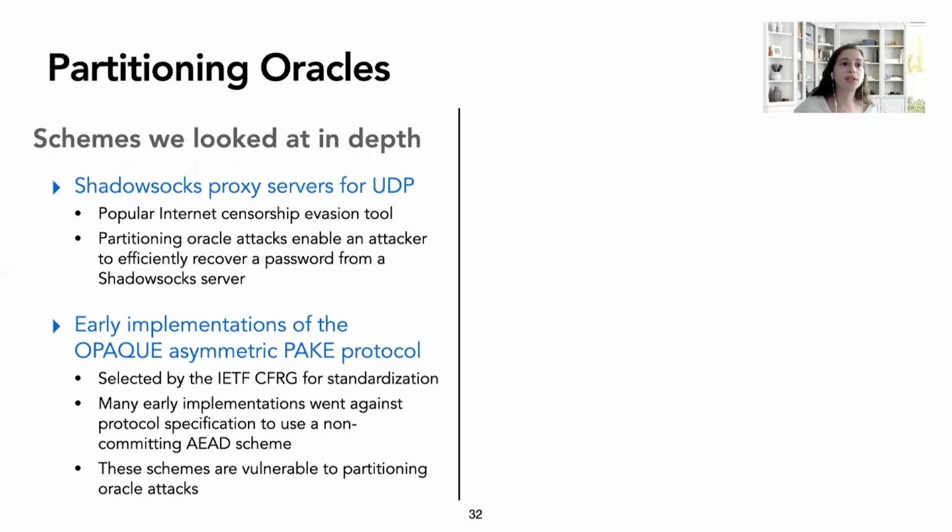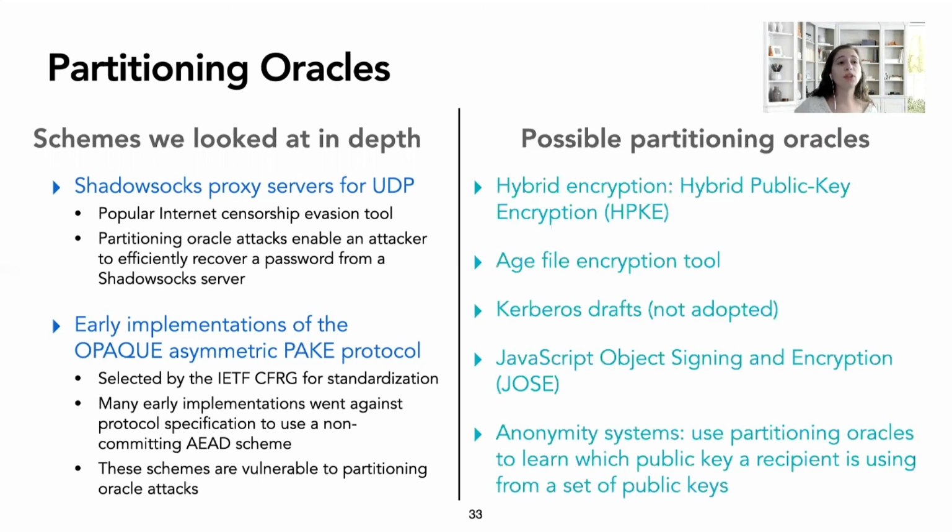And in addition to these case studies, we found that there were other possible partitioning oracles. These included hybrid public key encryption, the age file encryption tool, Kerberos SPAKE, which weren't adopted, JavaScript Object Signing and Encryption, and potentially anonymity systems. For instance, an attacker could use partitioning oracles to learn which public key a recipient is using from a set of public keys.